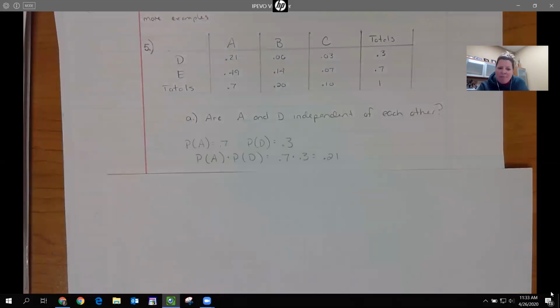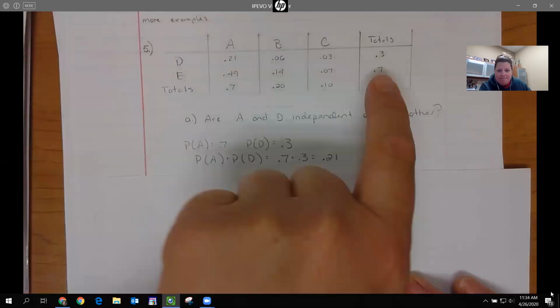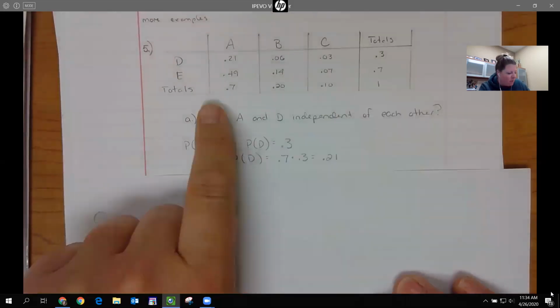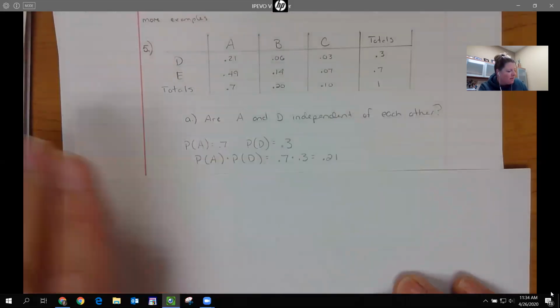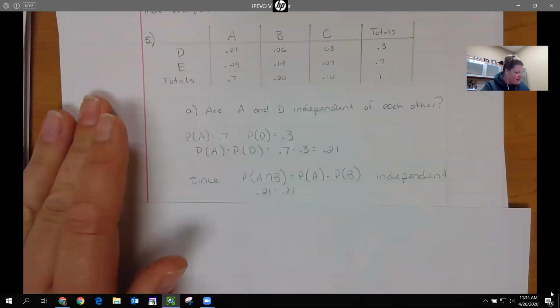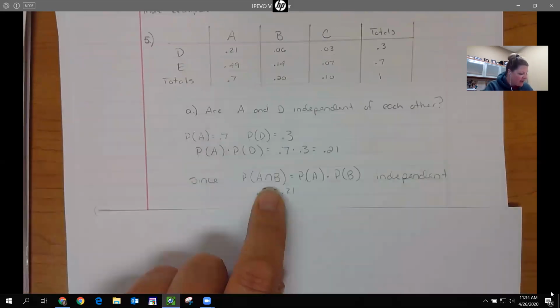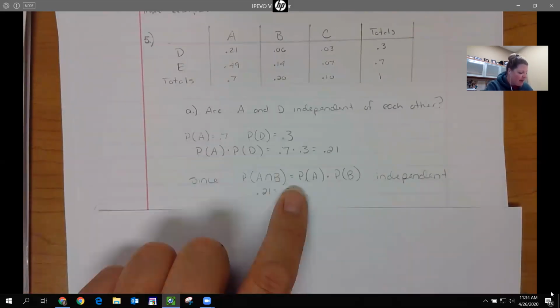Well, what's the probability of A? 0.7. What's the probability of D? Probability of D is 0.3. Probability of A is 0.7. And so what do we do with those? We times them, and then we see, is the probability of the intersection of A and D equal to them times together.